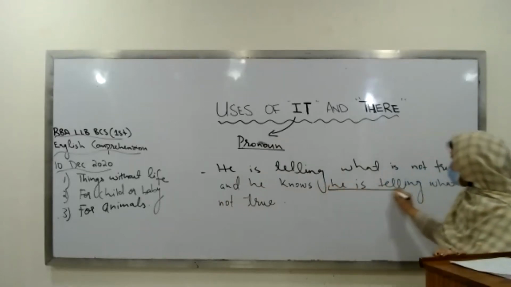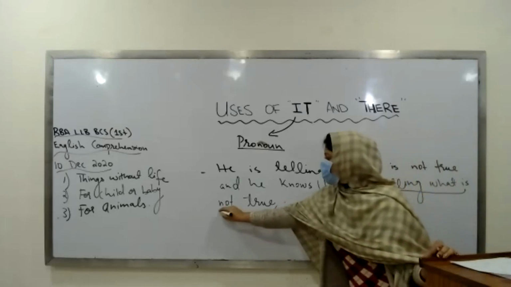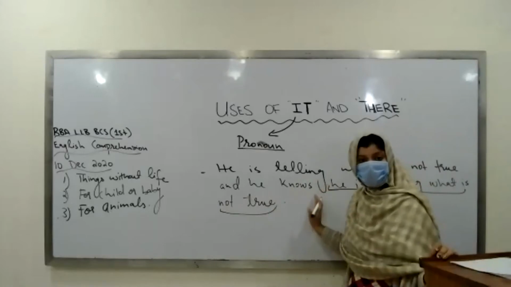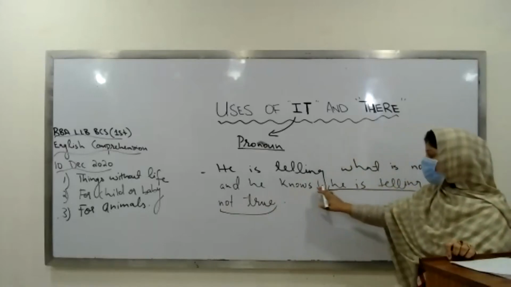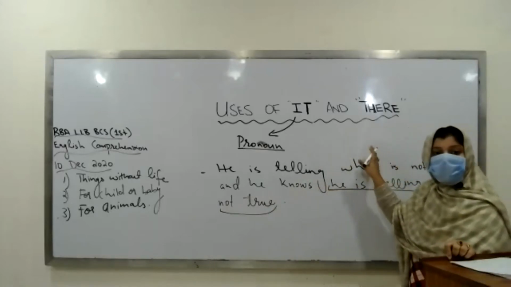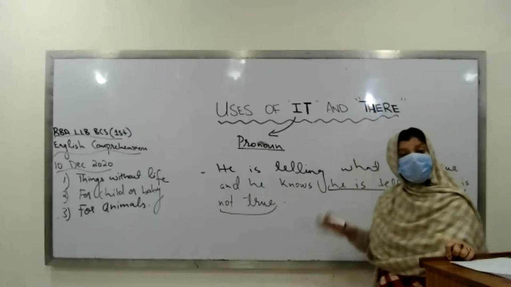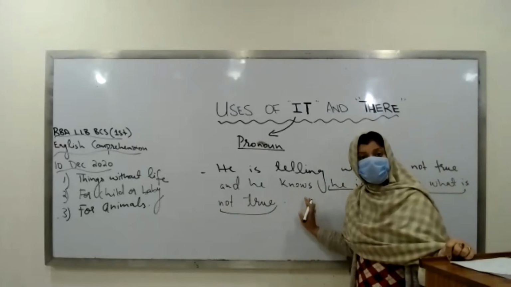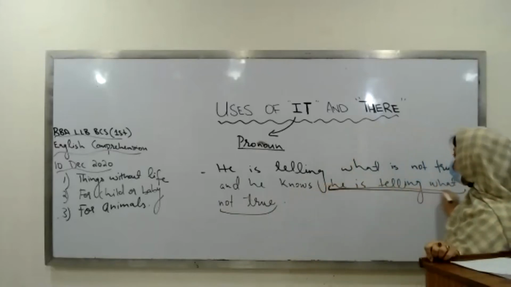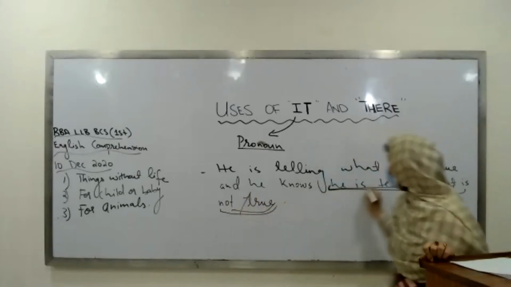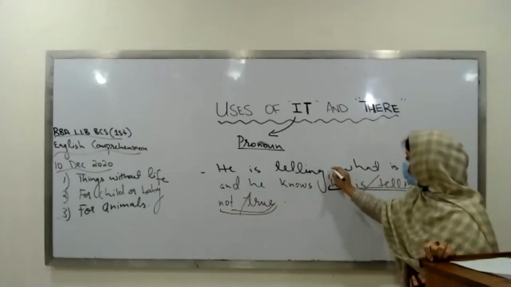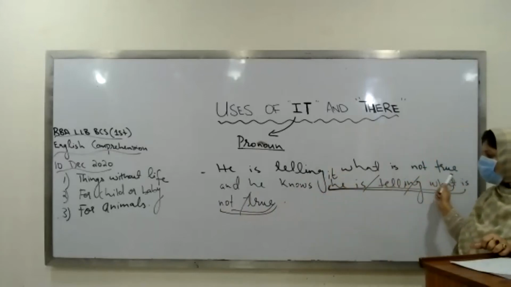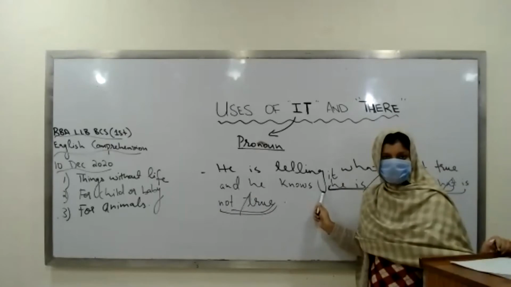So, to avoid this repetition of the statement which has been used before in a sentence, इस repetition को avoid करने के लिए, किस चीज की repetition? ये वो statement है जो कि sentence से पहले use हो चुकी है. So, what is the need to repeat again? इसकी क्या जरूरत है कि आप इसे दोबारा repeat करें? So, to avoid this, you will replace this whole statement with the pronoun it, right? अब इसको पढ़ें. He is telling what is not true and he knows it, right?